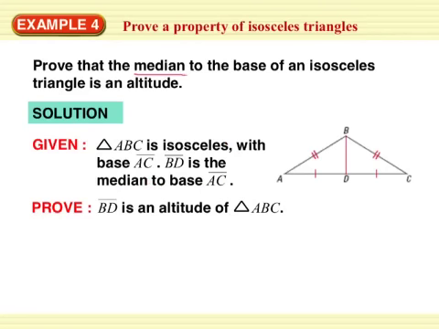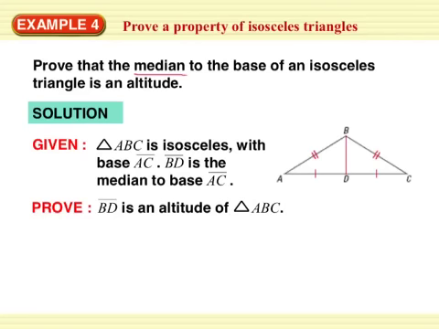So let's talk through this. Triangle ABC is isosceles with base AC. D is the midpoint, BD is the median. It goes from the vertex to the midpoint. We talked about that in section 5.4, part 1. So we need to prove that BD is an altitude of triangle ABC. Okay, and we're just going to talk about it. I'm not doing a two-column proof. We're just going to chat for a while.